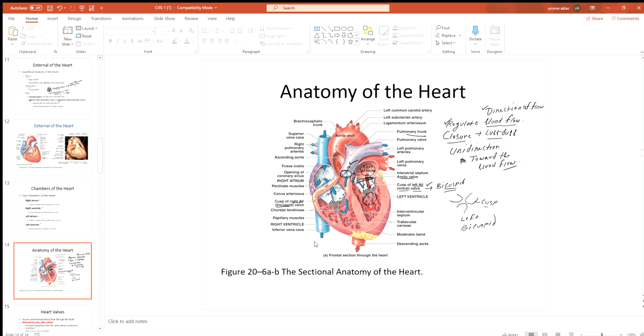Now, there is a clinical condition that is called valvular stenosis. Valvular stenosis is a condition in which the valves get narrow and stiff. So the valves get what? Narrow and stiff. Stiffness. Hard. Hardening.